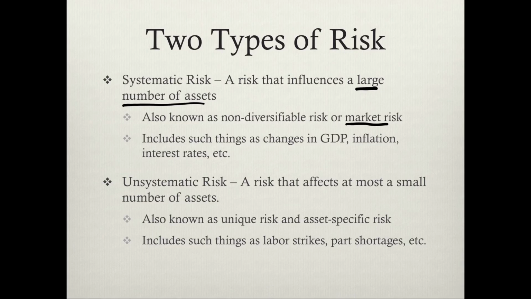This is a risk that affects at most a small number of assets. It's also known as unique risk and asset-specific risk, and it includes such things as labor strikes, part shortages, etc. So with unsystematic risk, this is your firm-specific risk or your asset-specific risk, a risk that at most affects a small number of assets.